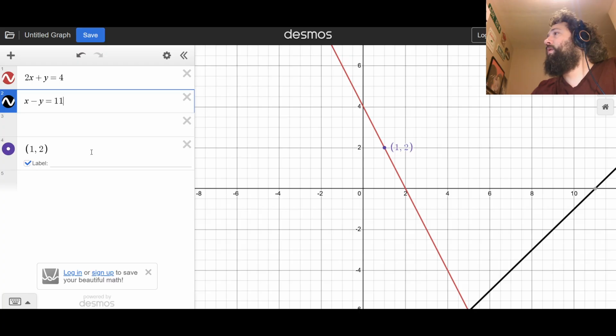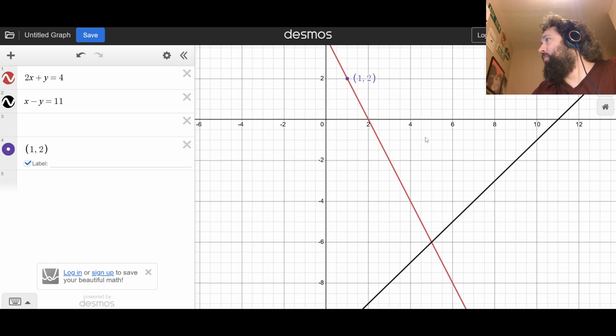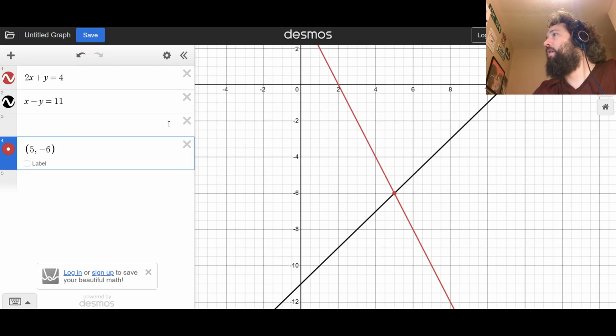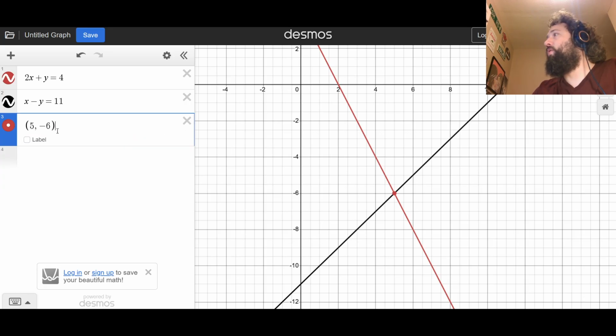Let's get rid of these. Clearly, this point is no longer the solution. My solution is down here. Okay, so my solution is down here. I'll put that on. I'll turn this off. So I know this is the solution for the second one.